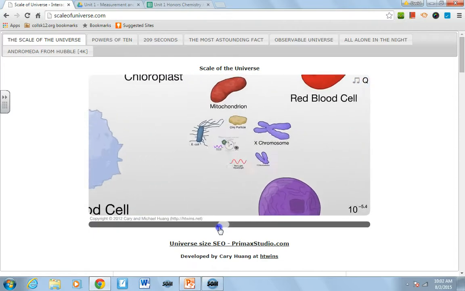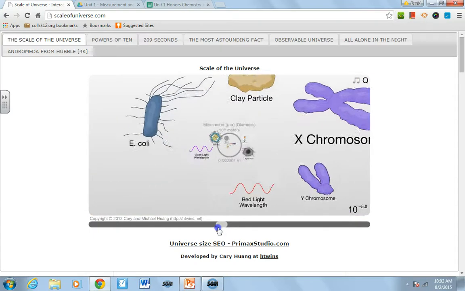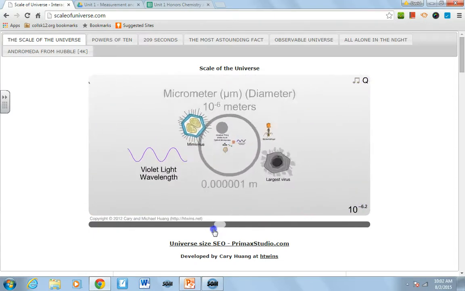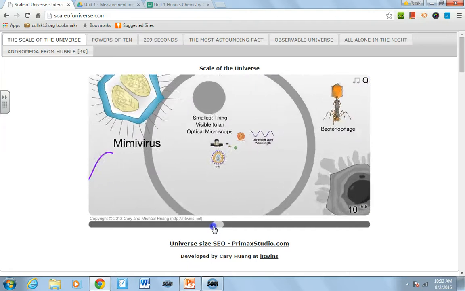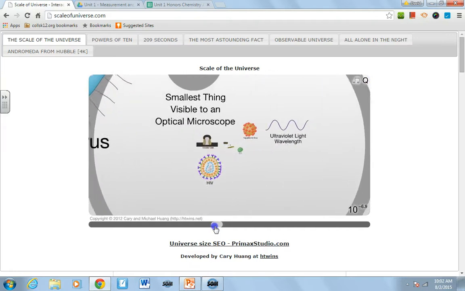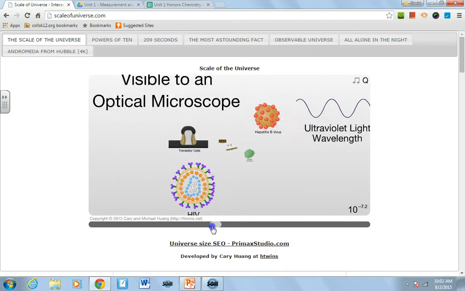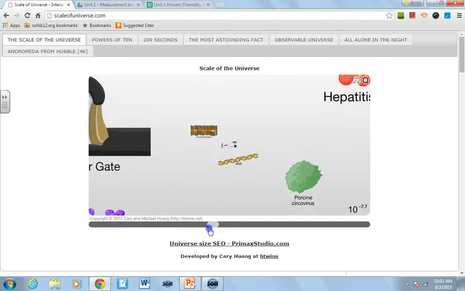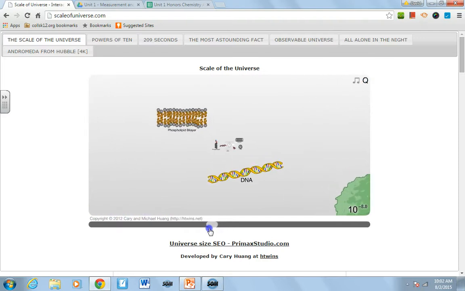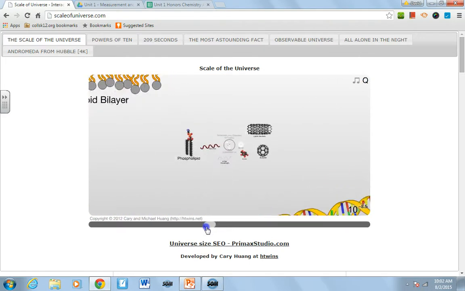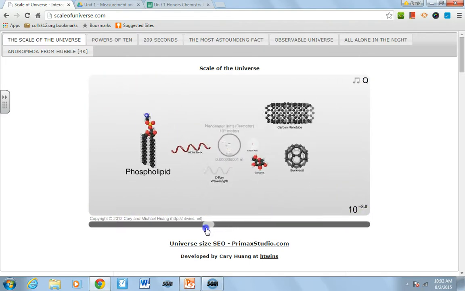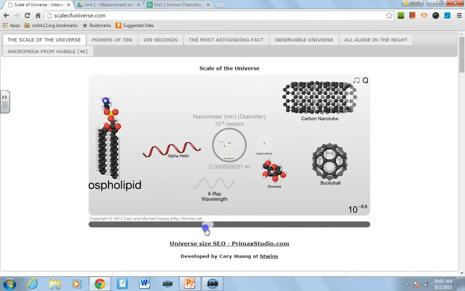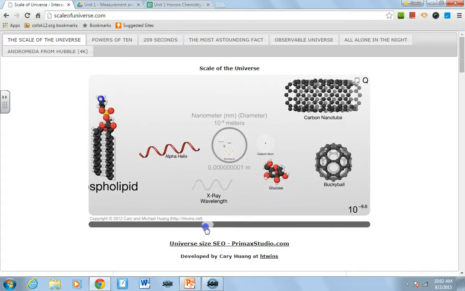And so we're going to keep zooming in, zooming in, zooming in here. And then look, there's the smallest thing for the optical microscope. Viruses. There's DNA. So a lot of biology. Then we're going to keep going. Look, there's a phospholipid, you may remember. Now, though, we're going to get into the realm of chemistry.